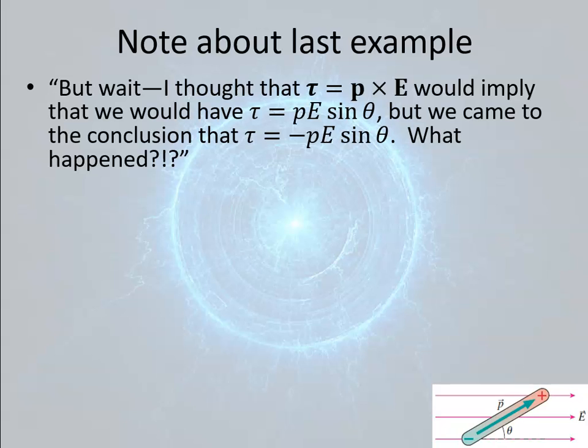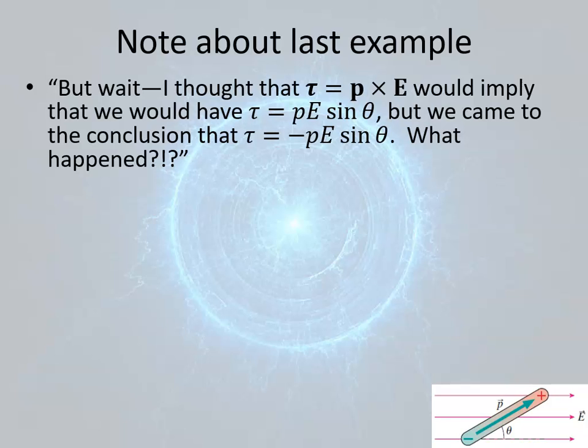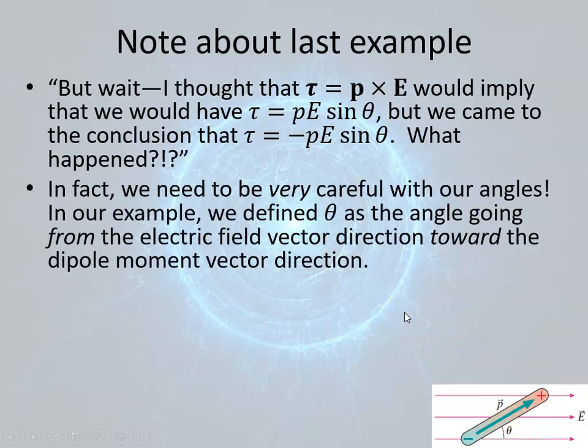So things to keep in mind. Just a reminder about how we got that minus sign. We kind of thought of it as like, well, the torque causes the angle to decrease. Here's another way of thinking about it. How is this angle defined? Well, this angle is defined as the angle from the electric field vector to my dipole moment vector.